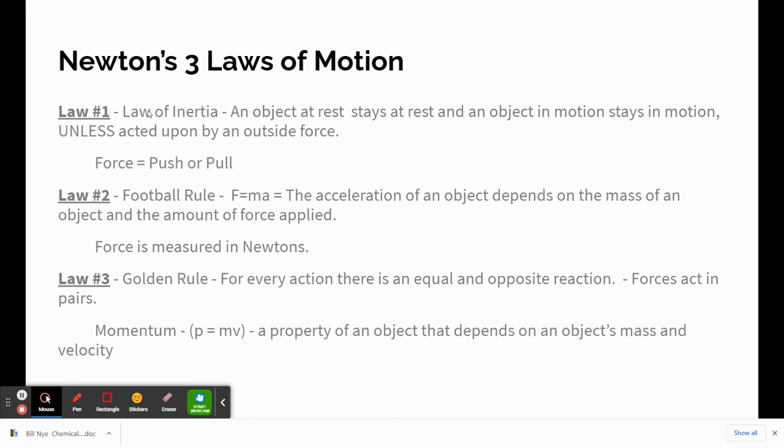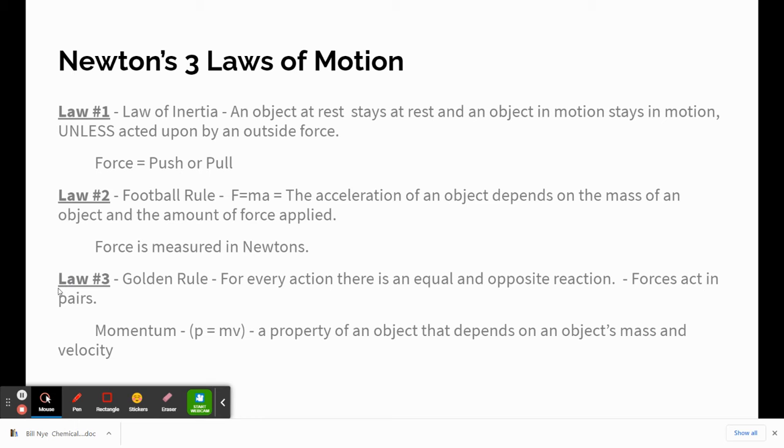Law number two, I often call it the football rule because it is very indicative of the principles behind football. Force equals mass times acceleration. So the acceleration of an object depends on the mass of an object and the amount of force applied. And we're going to talk about how force is measured in newtons. We'll also talk about the difference between mass and weight.